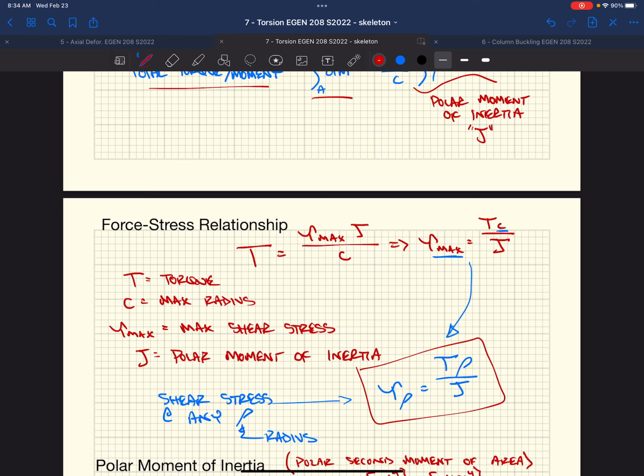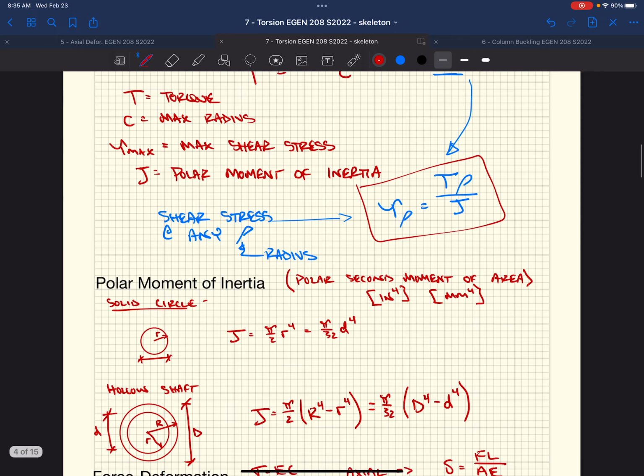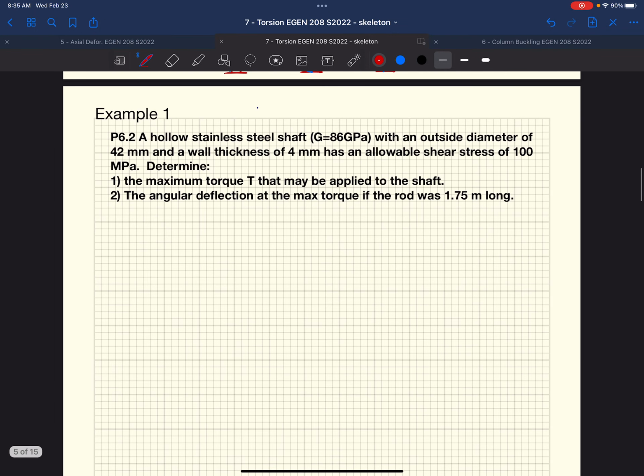We essentially have all of this information here, right? We have an allowable shear stress, we have a polar moment of inertia that we could calculate based on the cross-section that we were given. And then we also know the maximum radius based on that cross-section. So we could figure out what the maximum torque is. We'll look at that, right? They ask us for what is the maximum torque that may be applied to the shaft. On top of that, they want us to tell them what's the angular deflection at that maximum torque if the rod was 1.75 meters long.